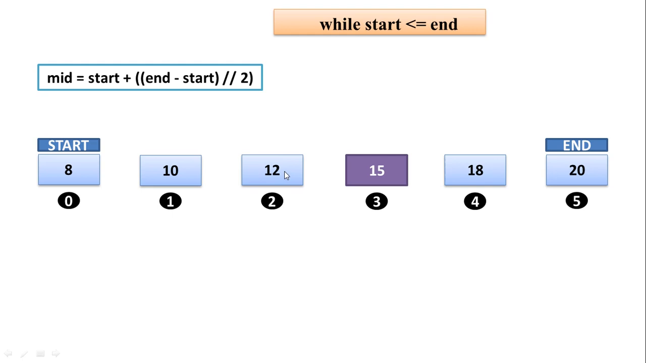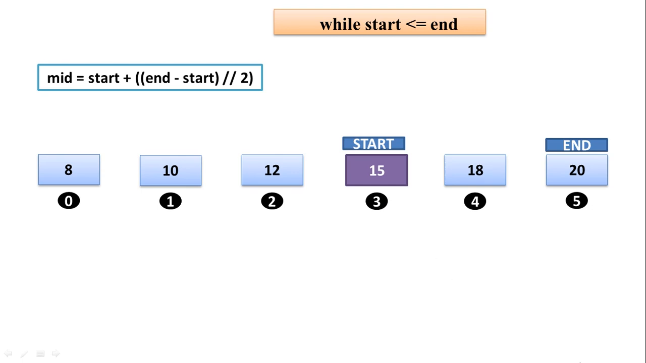As you can see, 12, which is the value at the mid index, is less than 15. Hence, we will now shift the start pointer towards the right. And what will it point to now? It will now point to the index given by mid plus 1. That is the index just beside the mid index towards the right. So what is that index in this case? It is 3. So now the start pointer will point to 3.